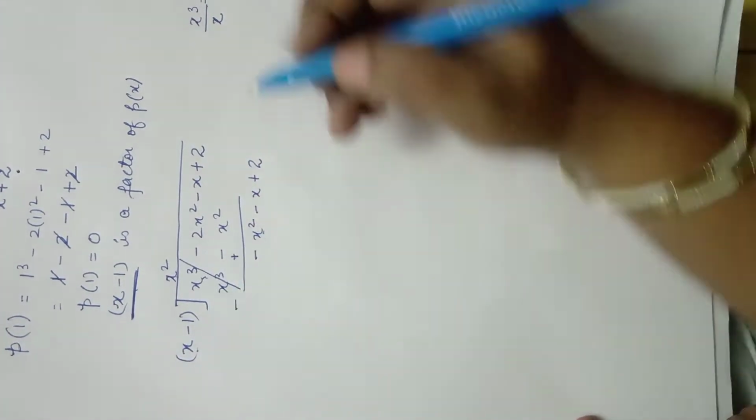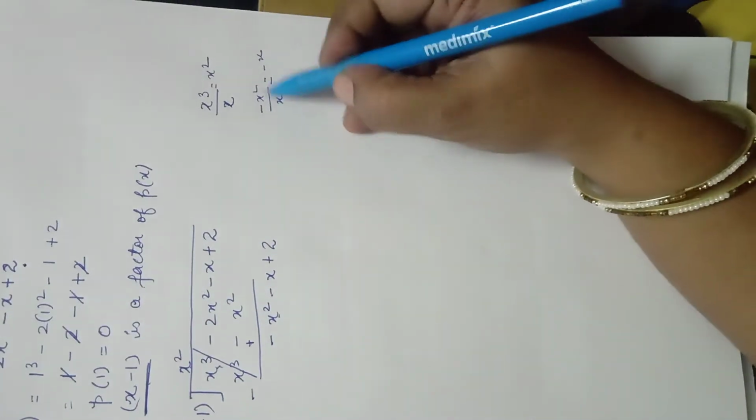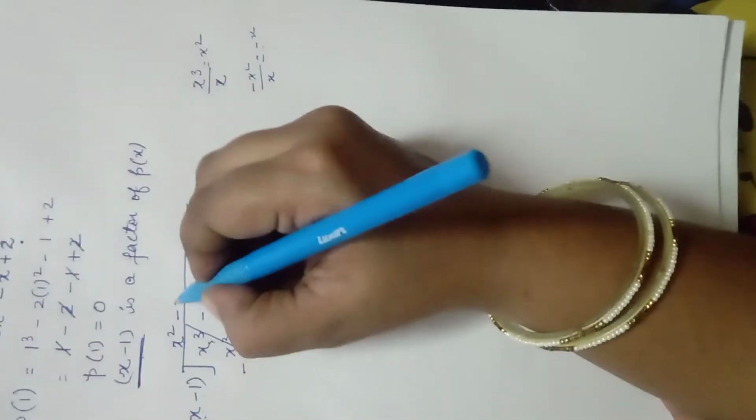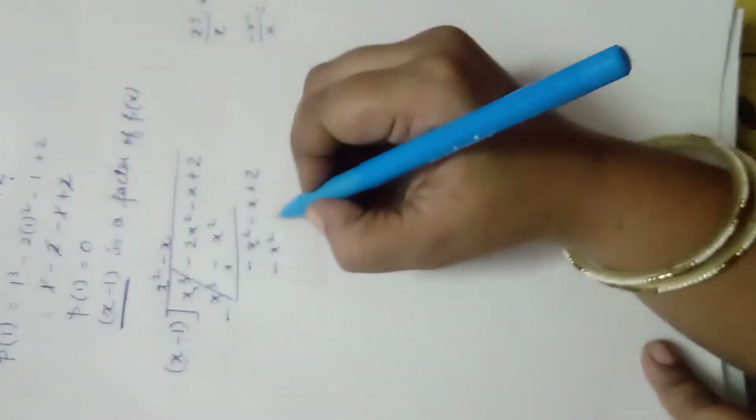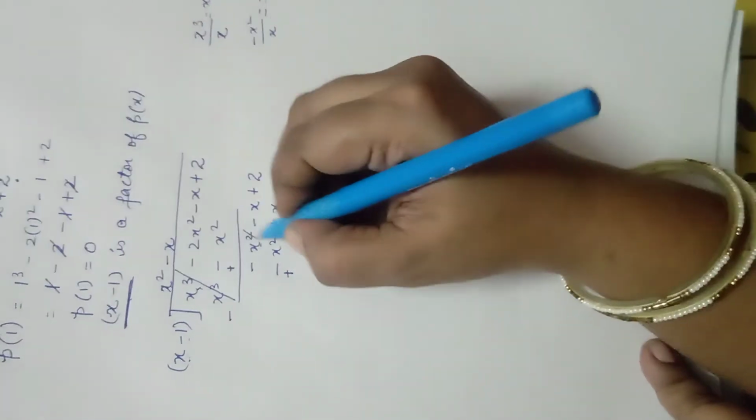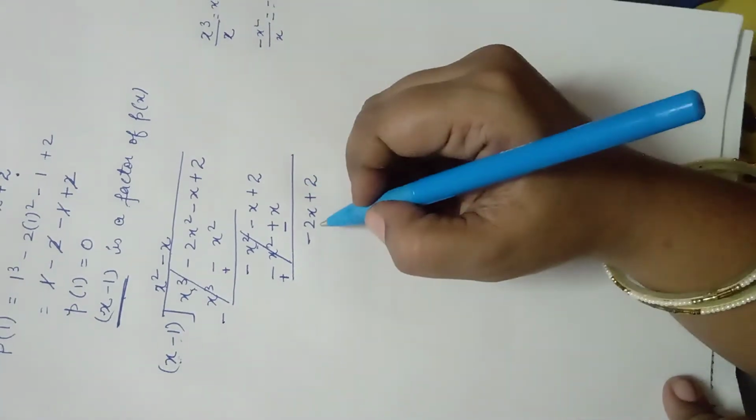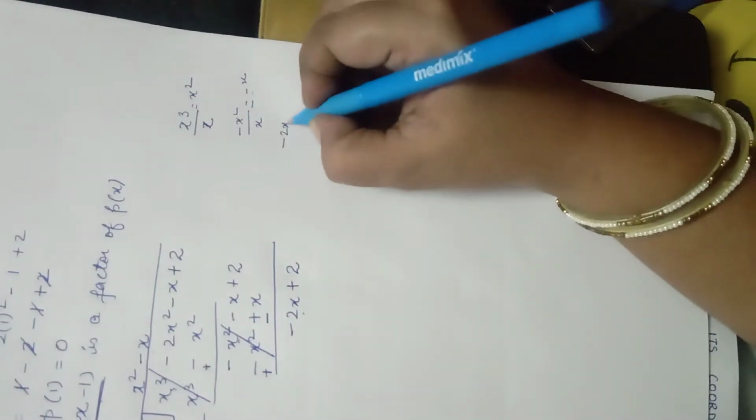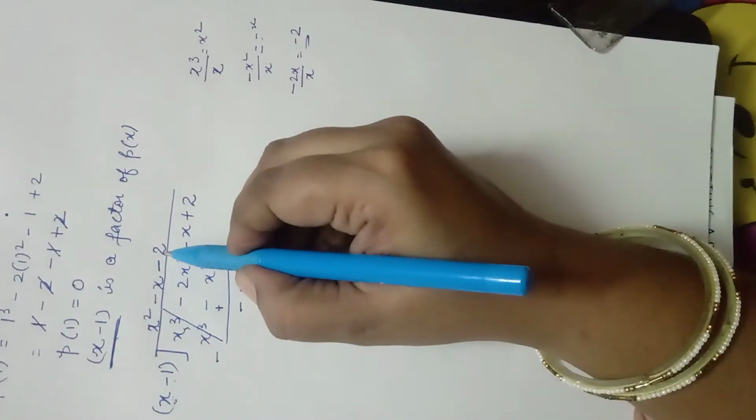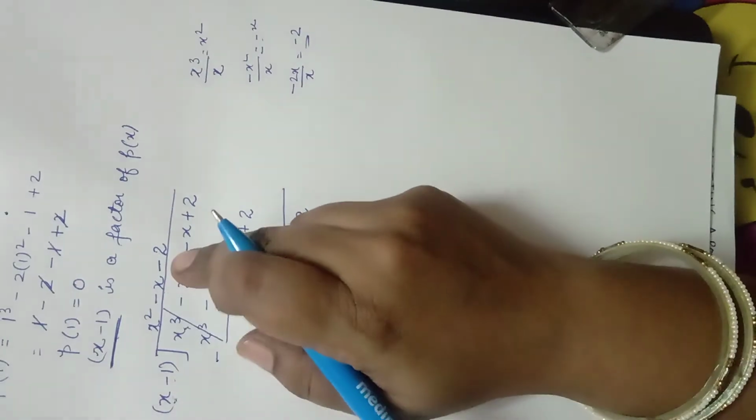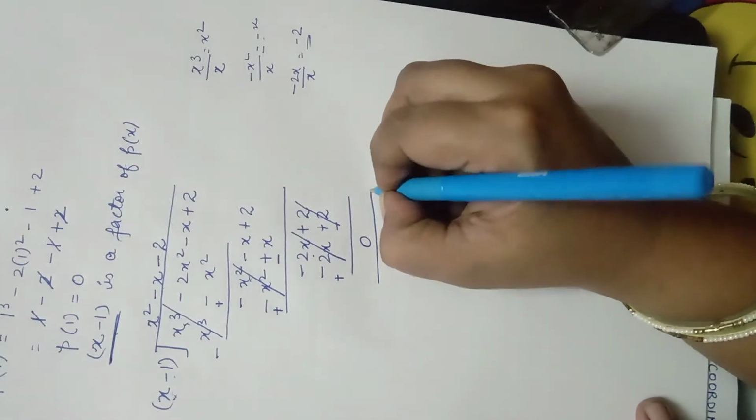Again dividing first term with first term. Minus x square upon x will give us minus x. So this is the second term of our quotient. Here x into minus x is minus x square, minus 1 into minus x is plus x. Again changing the signs, first term gets cancelled. Minus x is minus 2x, copying down the last term which is plus 2. Again dividing first term with first term, what do we get? Minus 2x upon x, we get minus 2. So minus 2 is the next term of the quotient. So x into minus 2 is minus 2x and minus 1 into minus 2 is plus 2. Again changing the signs, both get cancelled and the remainder is 0.